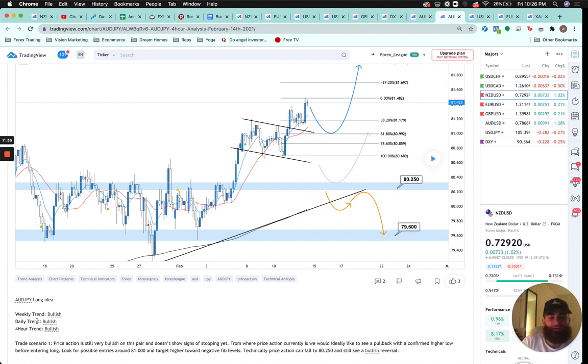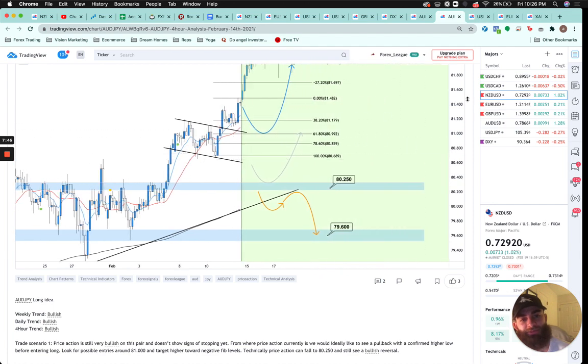Technically, price action can fall to 8,250 and still see a bullish reversal. So we're looking for this pullback to the 60.18 area on the fib before entering on this. Let's see how this one played out.